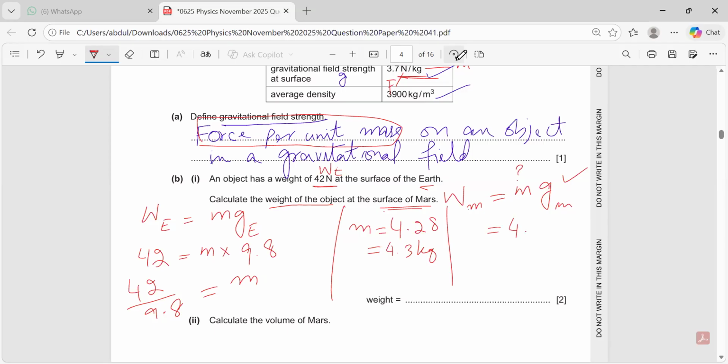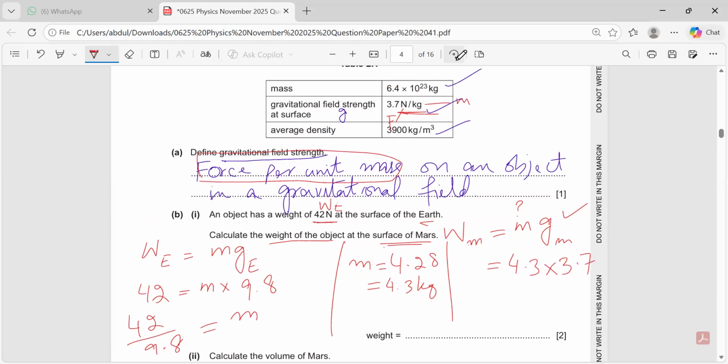Okay, now weight on Mars. Mass is a constant quantity. Wherever the object you are taking in the universe, the same object will have the same mass. So multiply by 3.7, because the value of g on Mars is 3.7. We are getting the answer 15.85.